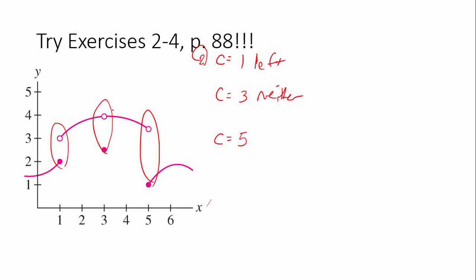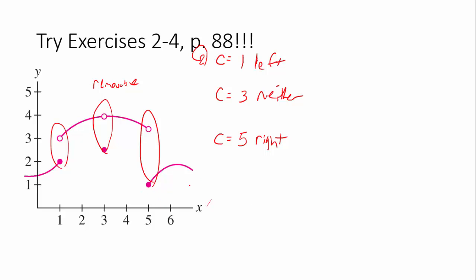Because the limit exists, but the function value is down here. This is the removable discontinuity, which I think gets to another question from these problems, but we'll get to that in a second. c equals 5. From the left, I have a hole, but from the right, I have f of 5, which is 1. So we call this one right continuous, left discontinuous.